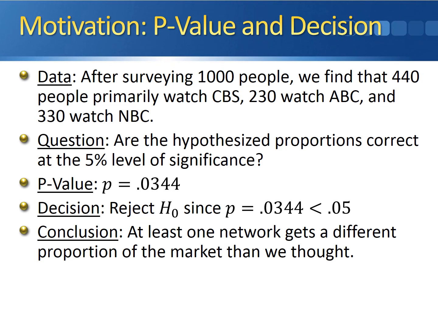Notice that this conclusion is very similar to the conclusion that we came to in the ANOVA. In ANOVA, we could only tell if at least 2 means were different, but we couldn't tell specifically which means were different. In the chi-squared goodness of fit test, we can tell at least one of the proportions is wrong, but we can't specifically tell which proportion is incorrect if we reject the null hypothesis.